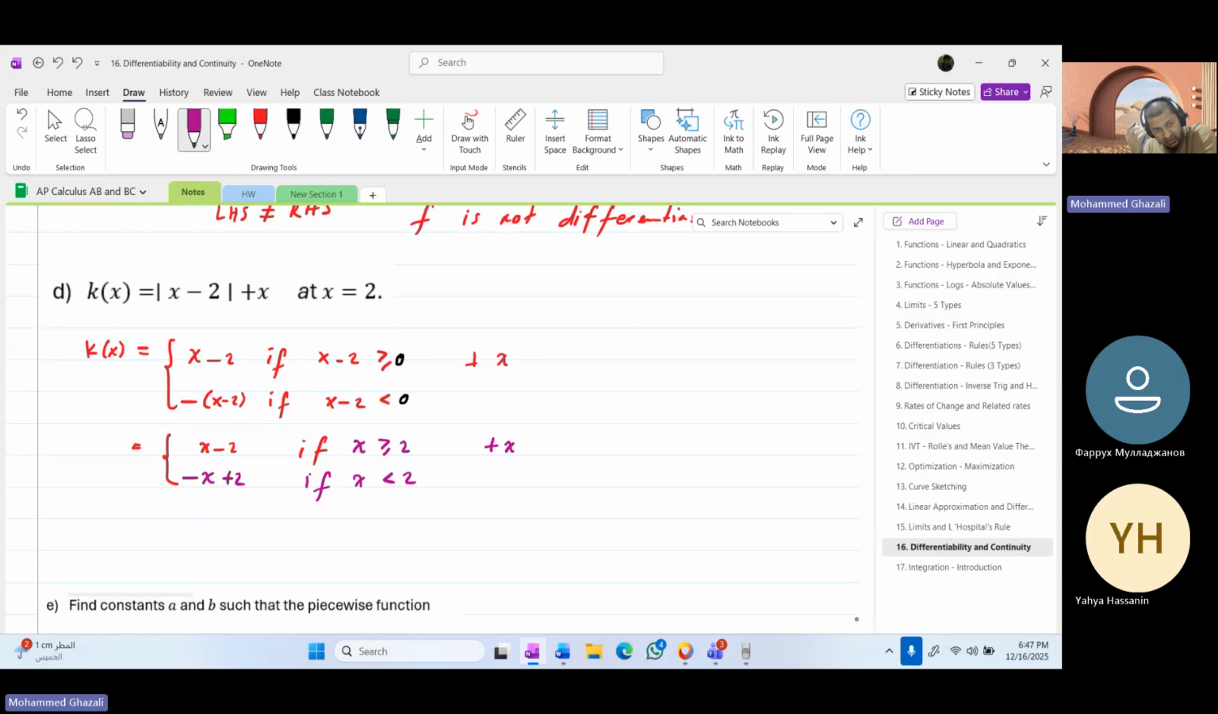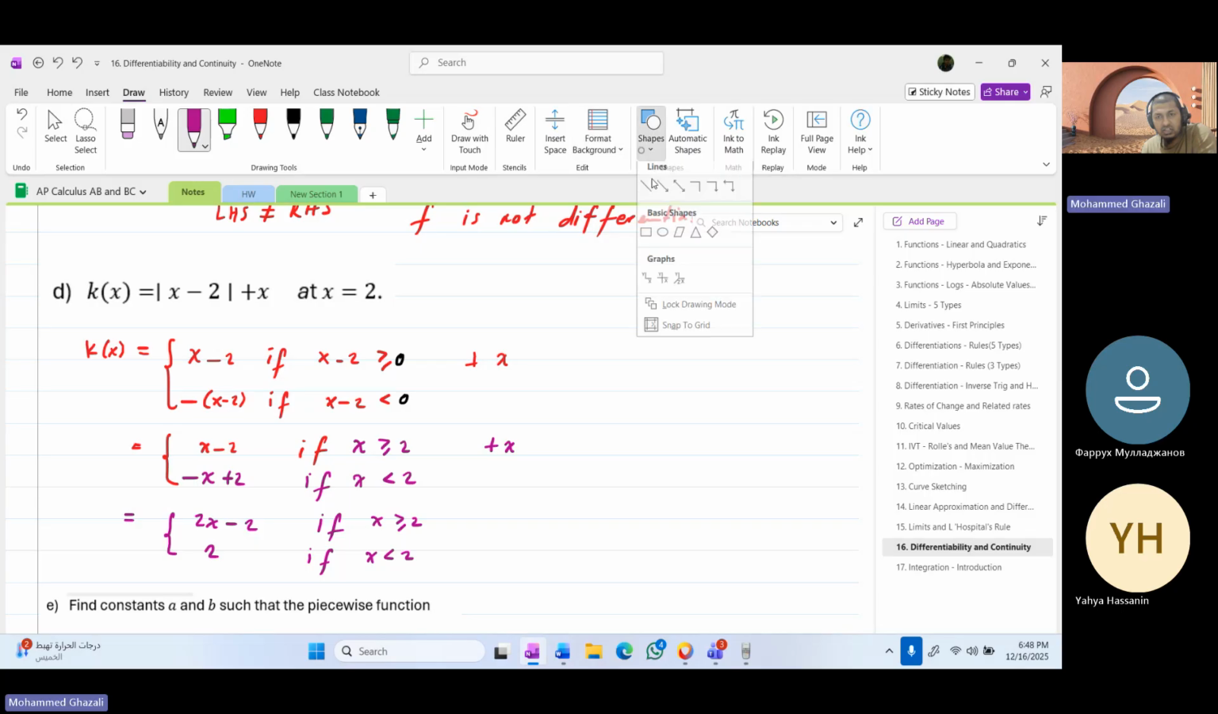Now when you add an x, you need to add the x to both pieces, okay? So that's going to become 2x minus 2. If you add the x there, it's going to become 2. Because you split this function up, if you're going to add an x, you're going to add it to this function and to that function, right? So now we're going to check derivatives at 2.